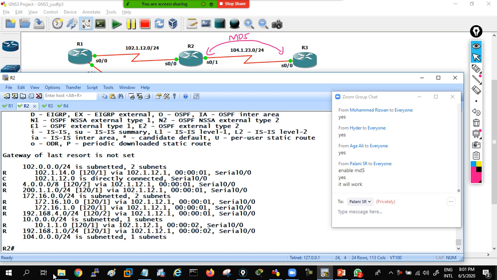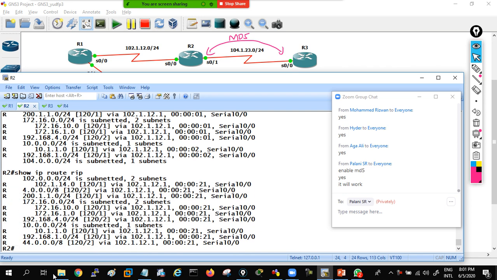Did you see that, everybody? But I cannot see any routes from router 3. Everybody agree, guys? Take a close look at the routing table. Everybody okay? You cannot see any routes from router 3, but I can see the routes from router 1 as well as router 4.